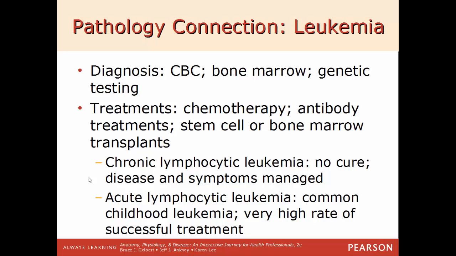Treatments: of course, this will vary depending on what kind you have. It could involve chemotherapy, antibody treatments, or stem cell or bone marrow transplants. For those who suffer from chronic lymphocytic leukemia, there is no cure for this condition. The only thing you can really do here is manage the symptoms. Acute lymphocytic leukemia is very common in childhood leukemias. It usually has a very high rate of successful treatment.